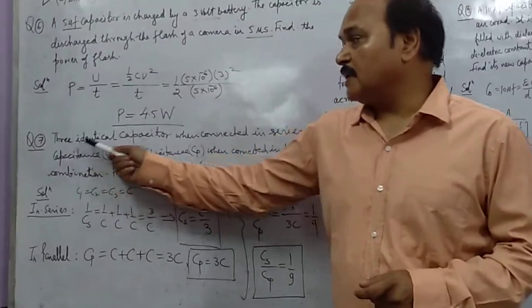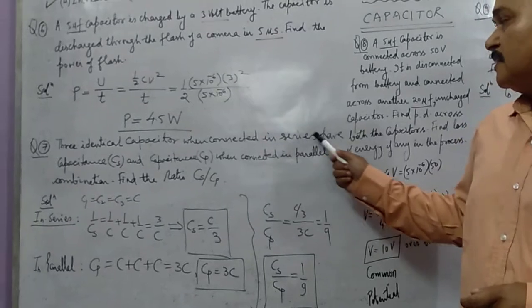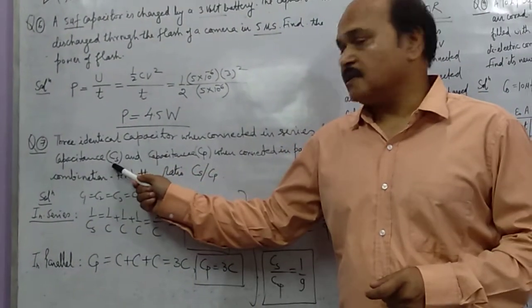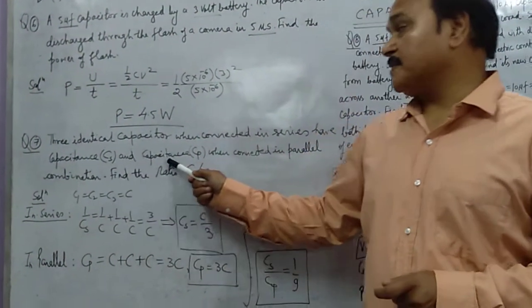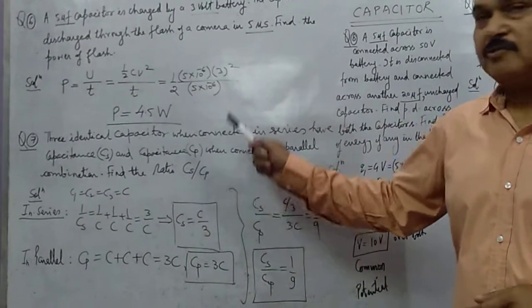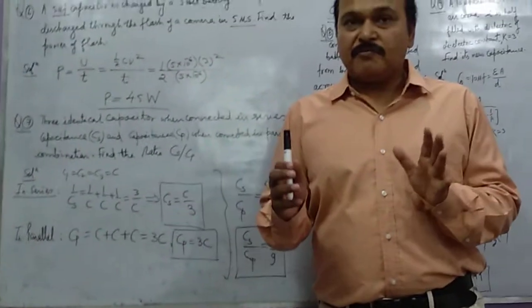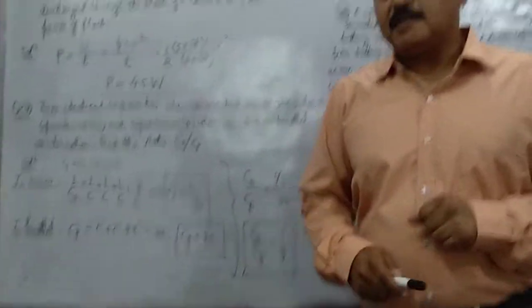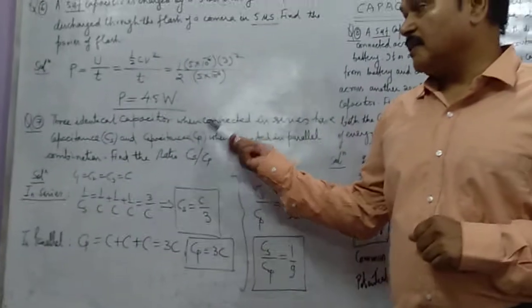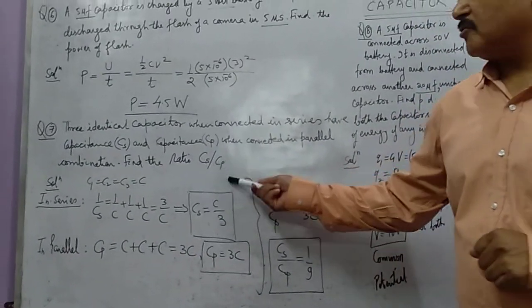Next question. 3 identical capacitors when connected in series have capacitance CS and capacitance CP when connected in parallel. Find the ratio CS is to CP. So there are 3 identical capacitors. When they are connected in series, their capacitance is CS, and when they are connected in parallel, the capacitance is CP. We have to find out the ratio CS is to CP.